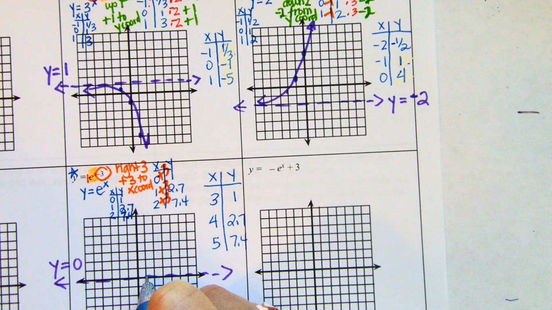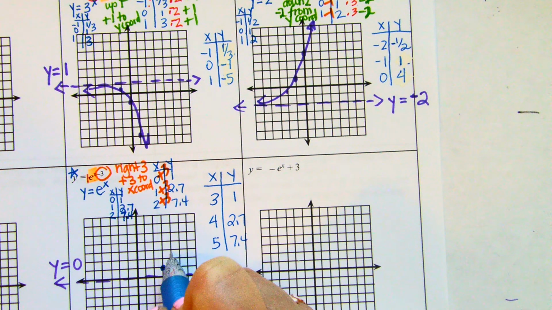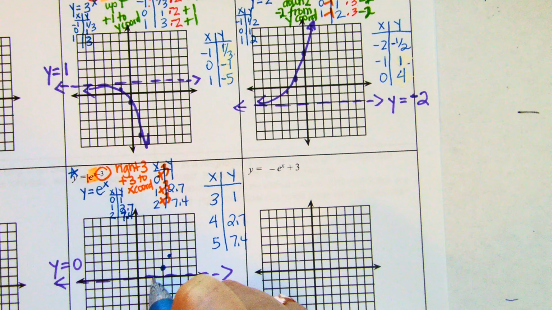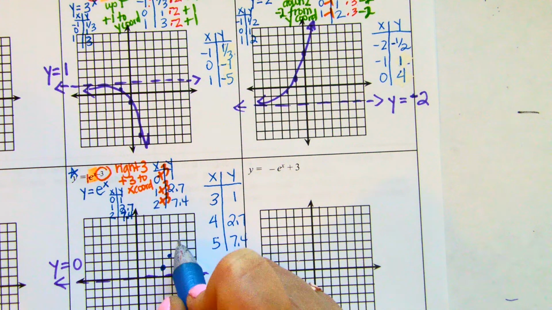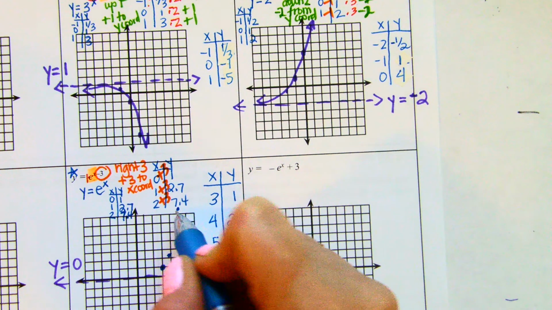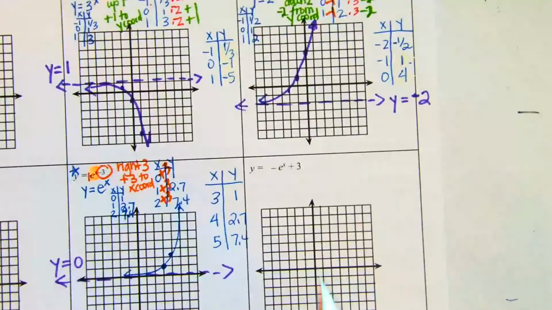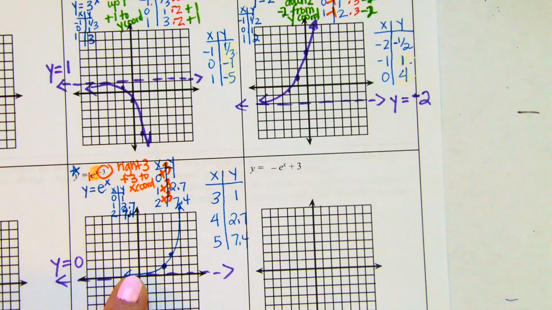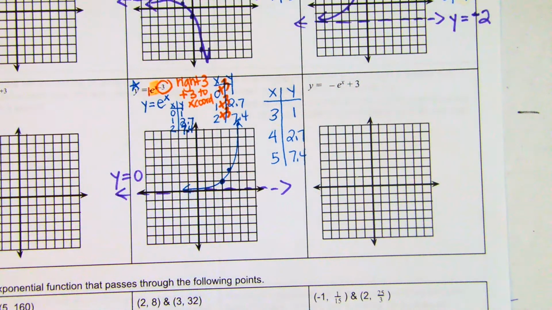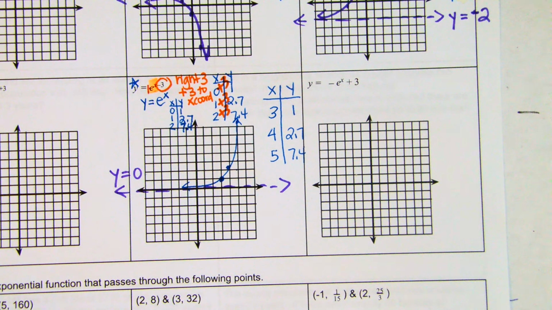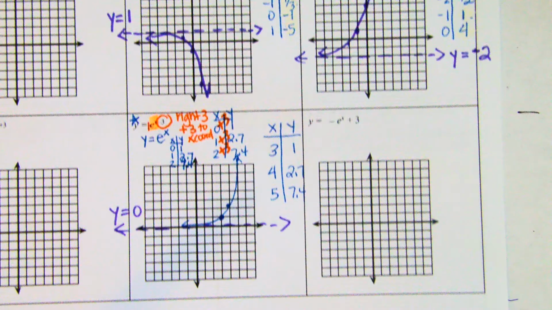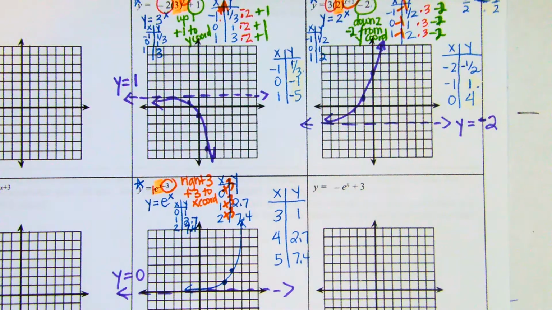And so 3, 1, 2, 3, 1, 4, 2.7, 1, 2.7, and 1, 2, 3, 4, 5, 1, 2, 3, 4, 5, 6, 7.4-ish. And if you want, you can plug in 0. It's going to be 1/e³, and you get a very small decimal. That's fine too. You don't have to. You can just kind of estimate it there. So that's no big deal. Okay, so that's the end of the graphing review.